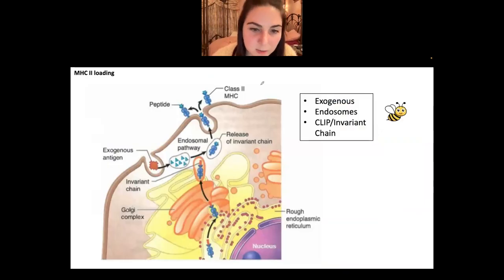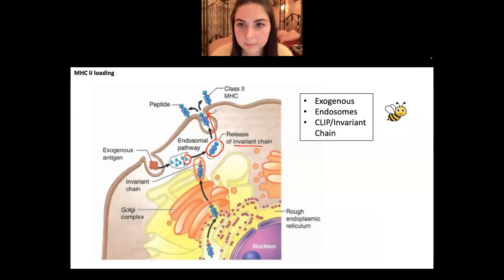Here I think is a better picture of it. This is showing an endosomal pathway, right? Here's an exogenous antigen coming in. Now it's in an endosome. It's going to fuse with the lysosome. And when that happens, when the pH drops, we're going to get loading onto the MHC class 2 molecule. That happens by getting rid of that invariant chain. It's not showing CLIP on here, but once you remove invariant chain, CLIP can load this endosomal pathogen onto the MHC class 2, and then that can traffic to the surface.